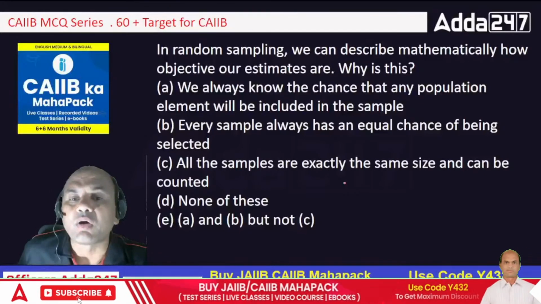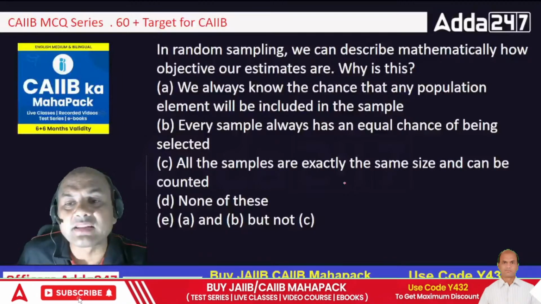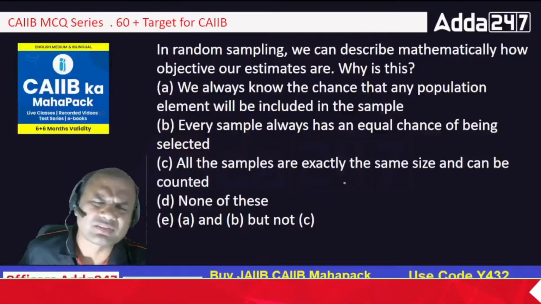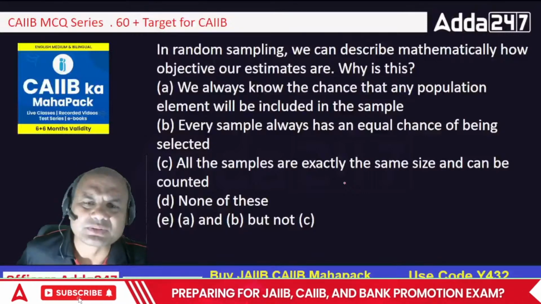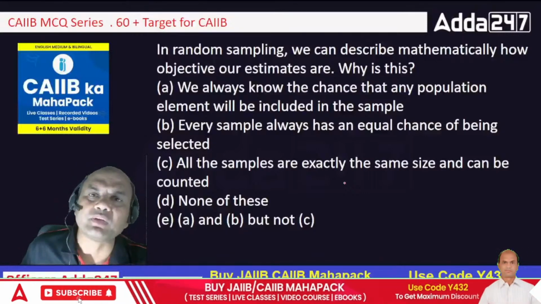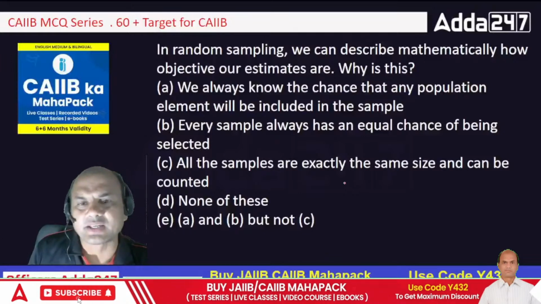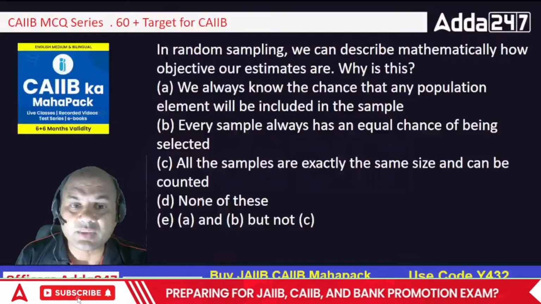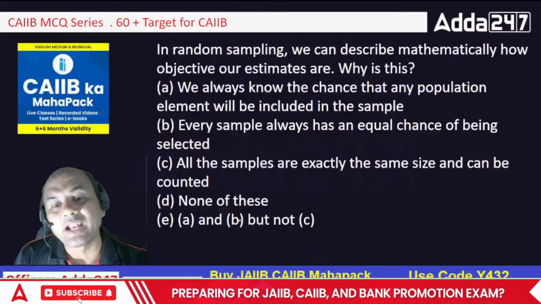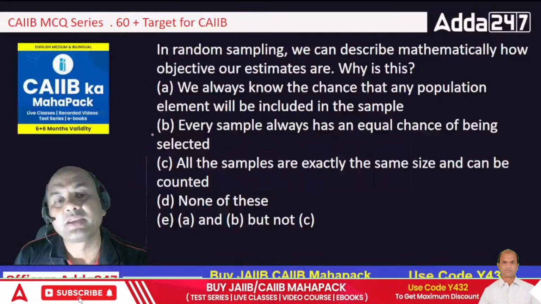What about C? All the samples are exactly the same size and can be counted. I don't think so. It is not at all possible; all the samples will not be of exactly the same size. So what can be the answer here? D is none of these. And E is what? A and B but not C.